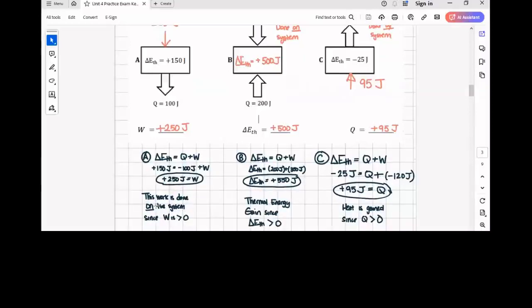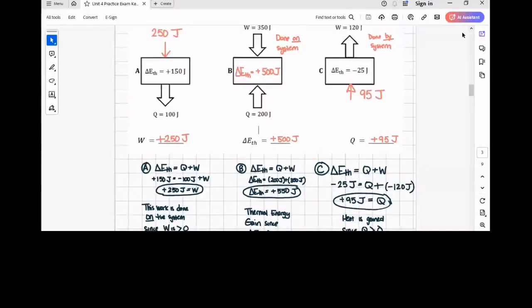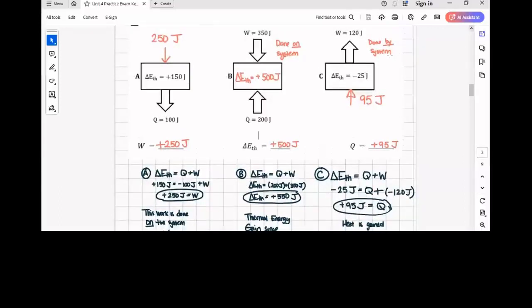If we go back and take a look at this statement for part A of this problem, we know to characterize this work as being done on the system simply because it's a positive. And then back up here to the top, if we look at case C, I know that the system is losing 25 joules of energy, but it's also doing 120 joules of work on the environment. That's the same as saying that the work is being done by the system instead of on the system.